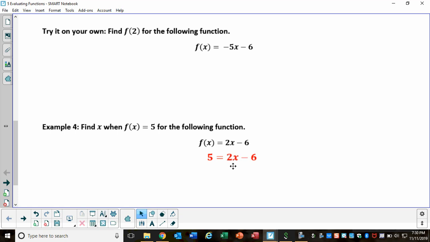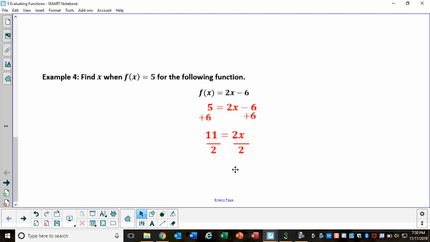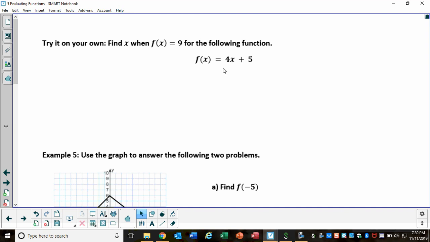Now I'm going to solve for x. First I'm going to add 6 to both sides. These will cancel out. This gives me 11 equals 2x. Divide both sides by 2. I get x equals 5.5, or 11 over 2, depending on how you want to write it. So now you guys are going to try this on your own. Give that one a try.